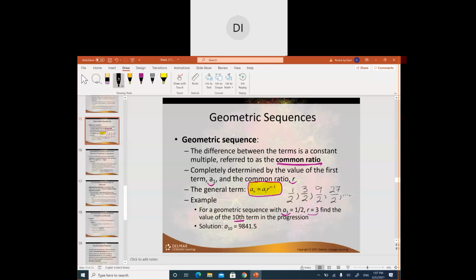So they want us to find A10. I'm using the formula, so A10 is going to be A1, which is 1/2, times 3, the common ratio, with exponent n minus 1. So n is 10, minus 1. And when you put this in the calculator, you're going to get 9,841.5. And this 0.5 is because of the fraction divided by 2. It's going to give me 0.5, okay? Everybody understand how I get that?